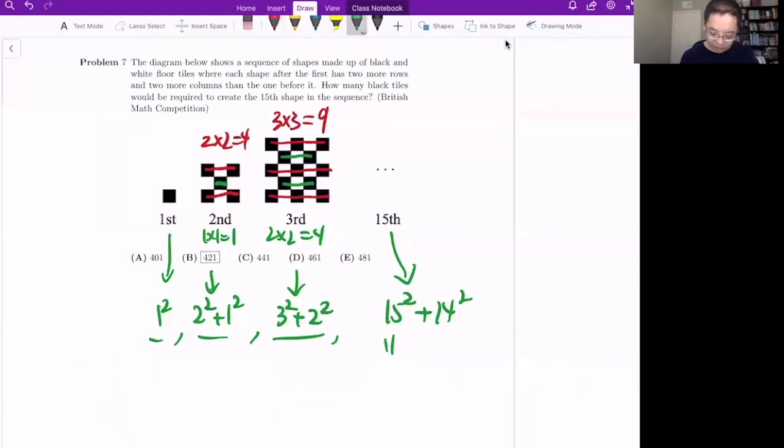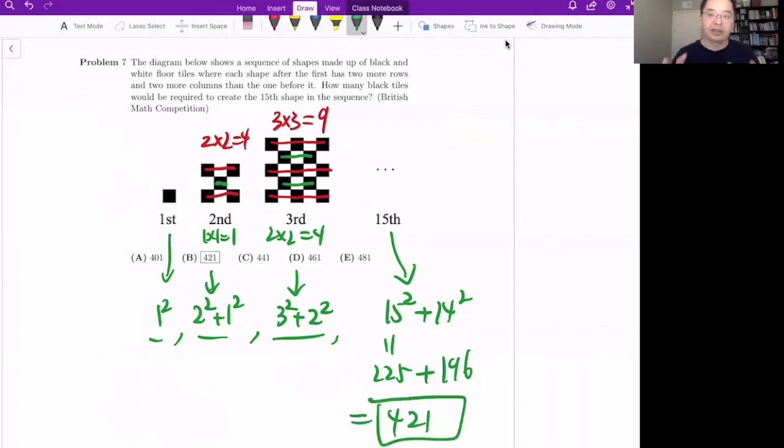So what's 15 squared? Just 15 times 15, which is 225, and then plus 14 squared, which is 196. If you add them together, you get 421, right? Again, the point is you need to identify a pattern that works for you. You can use different ways to do it, it doesn't matter. Just find one that you can work out.